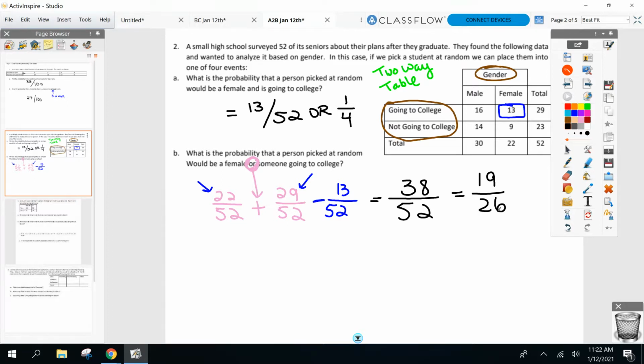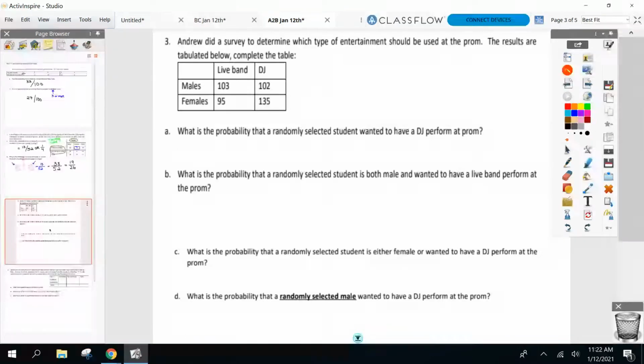Are we okay on why I had to subtract out the OR? It's an OR problem. Add and possibly subtract. Remember that with an OR problem. Add, possibly subtract. All good. All right, that's our first exposure to a two-way table. Here's your second exposure to a two-way table.